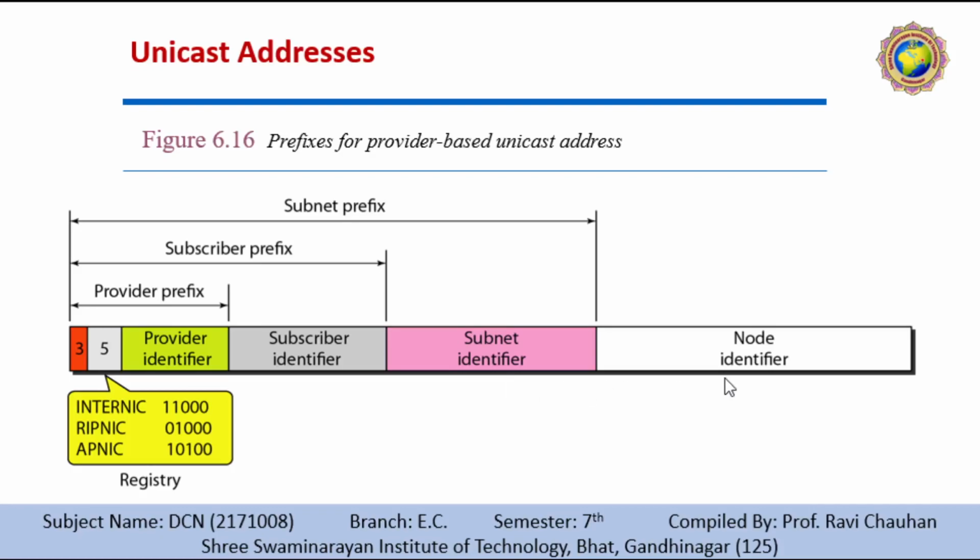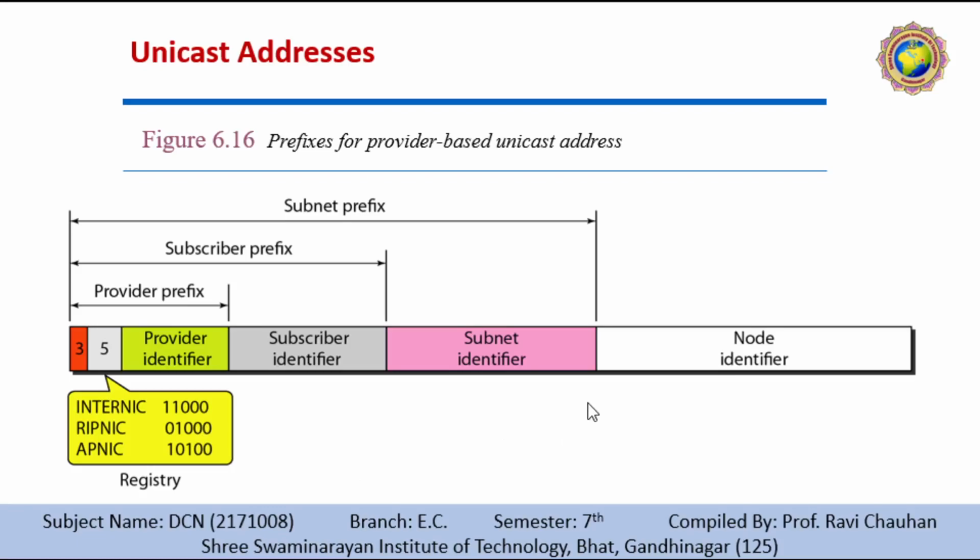Last is the node identifier. The last field defines the identity of the node connected to the subnet. A length of 48 bits is recommended for this field to make it compatible with the 48-bit link address used by Ethernet. In the future, this link address will probably be the same as the node physical address.